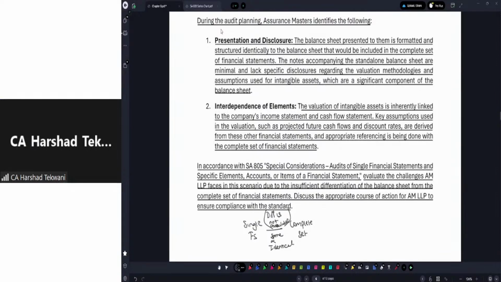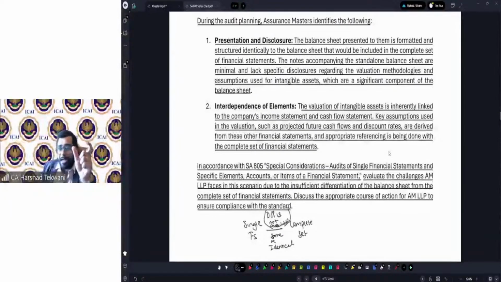And once both of the financial statements, the single FS and the complete set, are separated out, in that case, issue the opinion, no problem, issue the report. If the management is not listening, do not issue the opinion or the report until you are satisfied with the differentiation. So, simple. Ask management to differentiate.